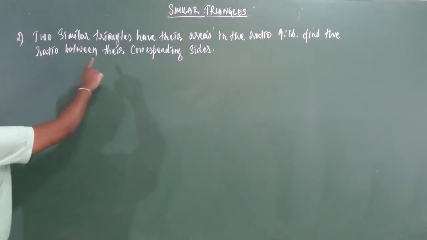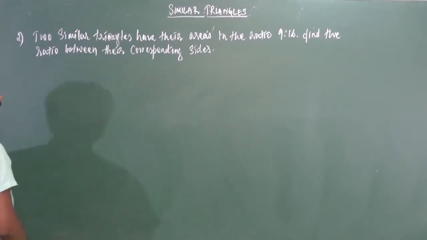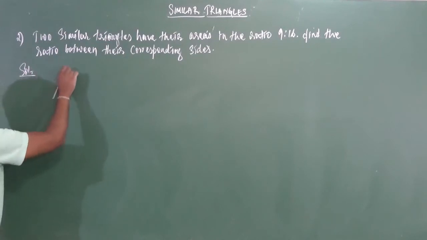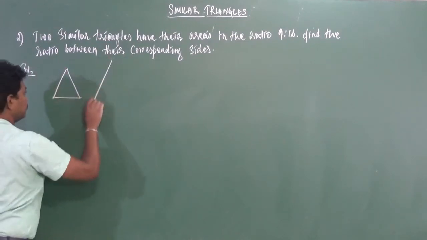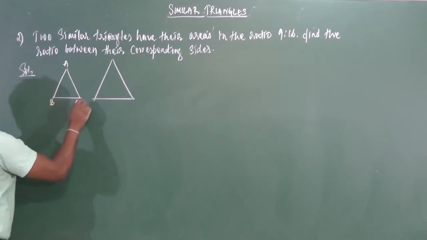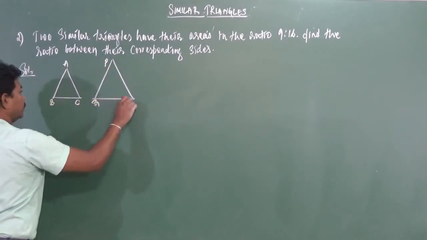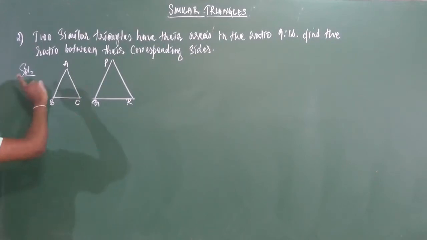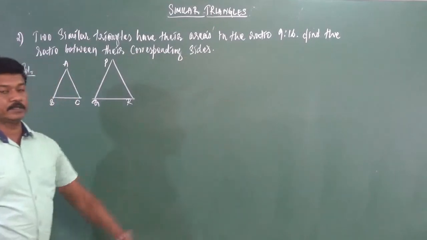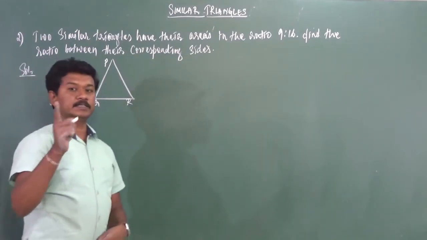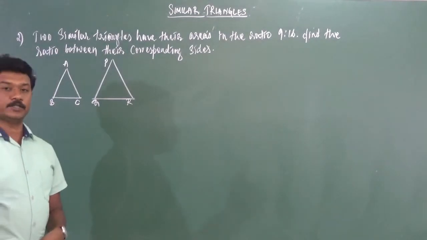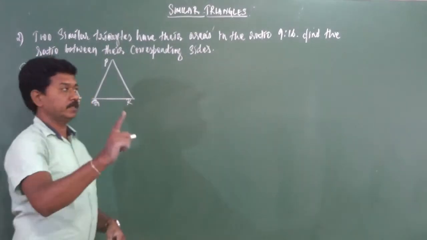Two similar triangles have their areas in the ratio 9 is to 16. Okay, so for reference, let us draw two triangles. These are the two triangles. Let it be triangle ABC and let it be triangle PQR. Now, two similar triangles have their areas in the ratio 9 to 16. So 9 and 16 are not the areas of the two triangles, but it is the ratio between the areas of two similar triangles.